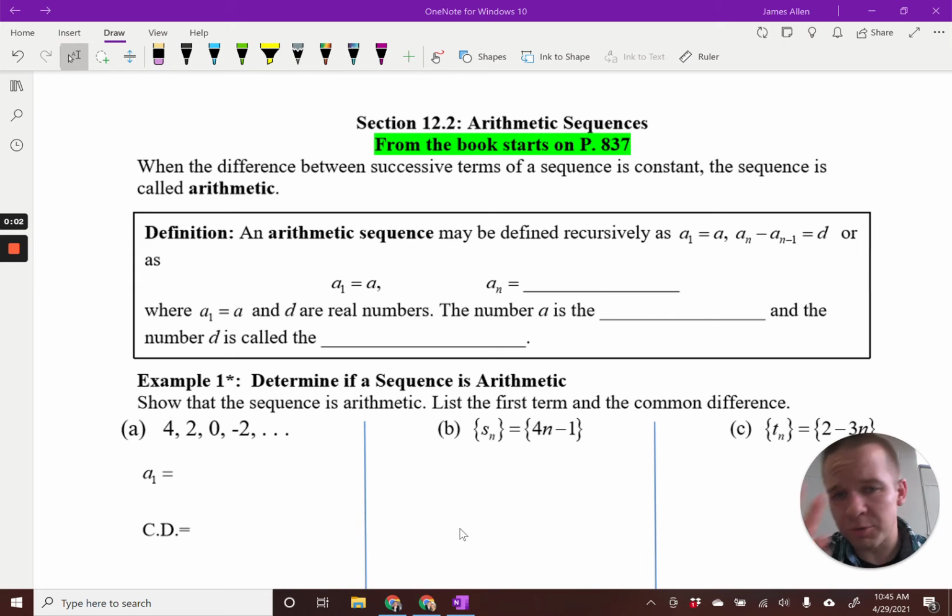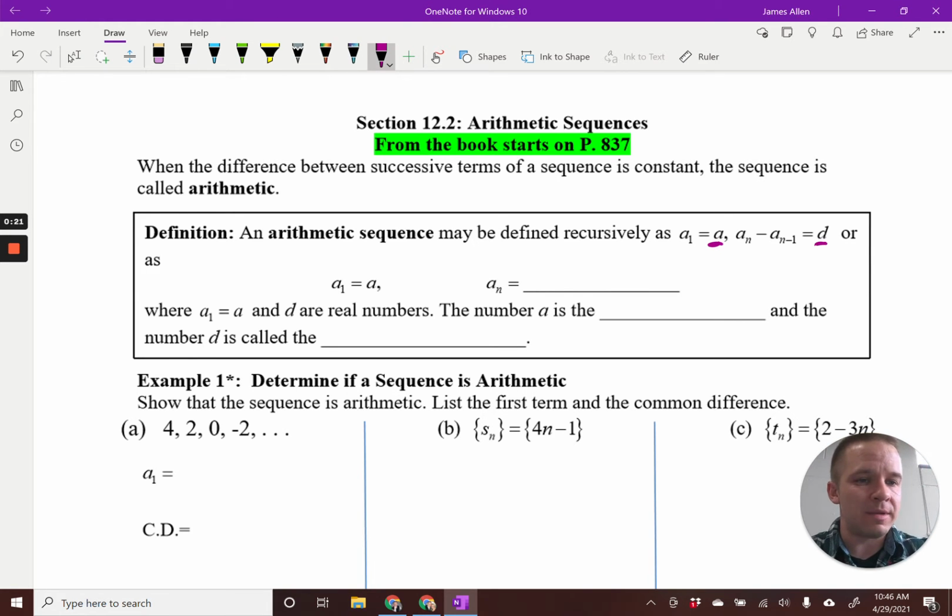It is time for 12.2, Arithmetic Sequences. So an arithmetic sequence is a sequence where we have a constant difference. It's going up by the same number or down by the same number. Okay? Now, we can define this recursively, where we could have a sub 1 as our first term here.